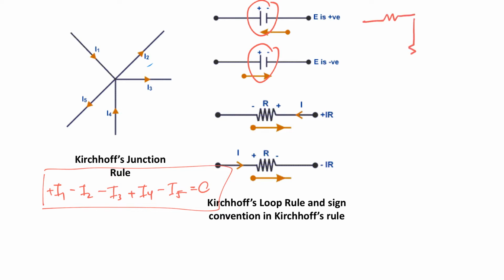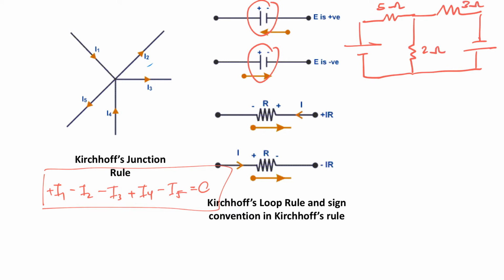for example, if you have a circuit like this, and then you have one loop, like that, and another loop. For example, this is 5 ohm, this is 2 ohm, and this is 3 ohm. For example, this is 10 volt and this is 2 volt.